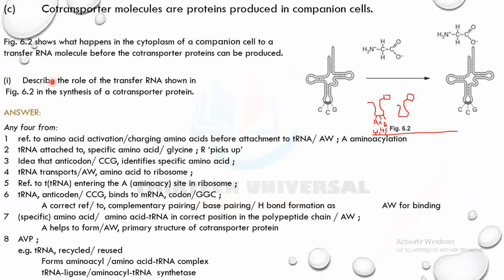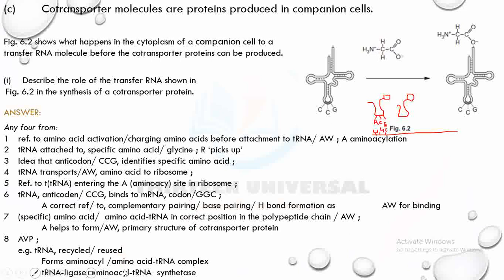We are describing the role. It transports the amino acid to the ribosome. The tRNA enters the site of the ribosome, and then this is the anticodon. The anticodon binds to the mRNA codon, like what we said here. The anticodon of tRNA binds to the codon on mRNA by complementary base pairing. C, A binds to U, C binds to G, and then of course the specific amino acid is in the correct position. So it makes sure that amino acids are in the correct position, and it helps to form the primary structure, which is the sequence of amino acids that forms the polypeptide.